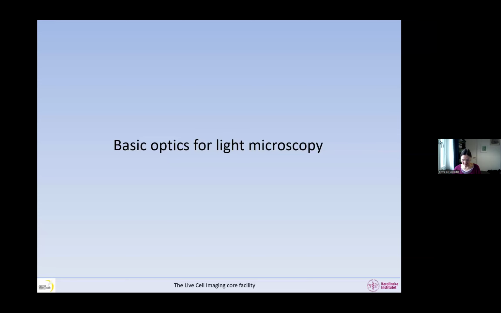Lecture in this topic is basic optics for light microscopy. And it took me many years. I'm a biologist myself, and it took me many years to learn all this, unfortunately. And I try to crystallize it in such a way that we only talk about the things that are important for us microscopists who image biology.